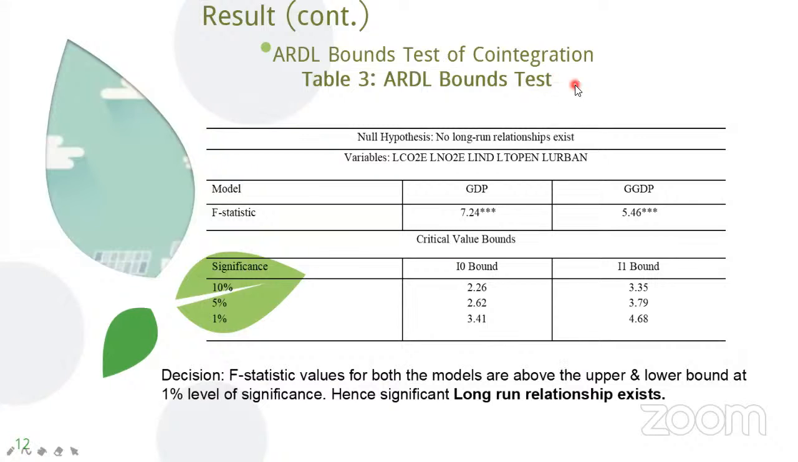Then the ARDL bound test has been done to see if there is any long-term relationship between GDP and all the variables in concern, and green GDP and all the variables in concern. From the ARDL bound test, it has been found that the F statistics for GDP and green GDP are significant at the 1% level of significance. When the F statistic shows significance at the 1% level, then we can say that there exists a long-run relationship between the independent variables and the dependent variables.